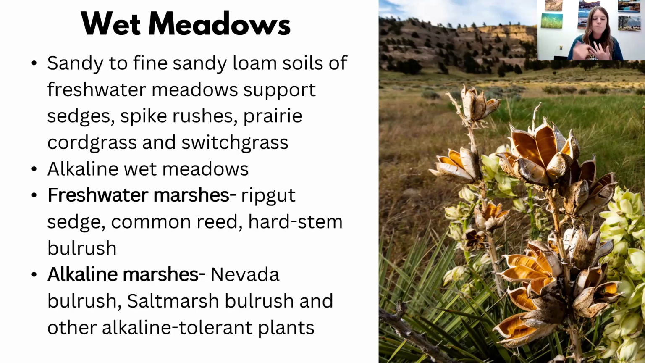Bluegrass, scratchgrass. There are also fens, so that peat or muck soil that's found in the wetlands. It supports nearly 20 at-risk plant species, just in the fens of the Sandhills. And then also those alkaline marshes that we talked about have alkaline tolerant plants, so salt marsh bulrush, Nevada bulrush, and lots of different other plants.